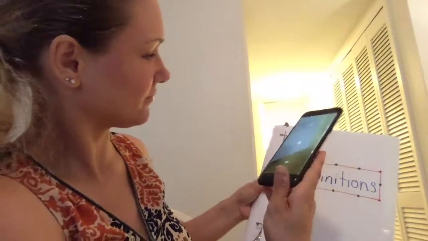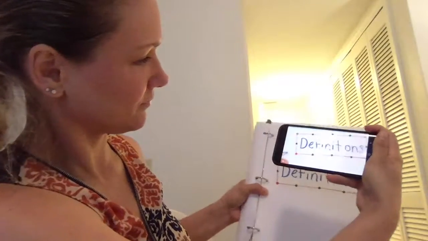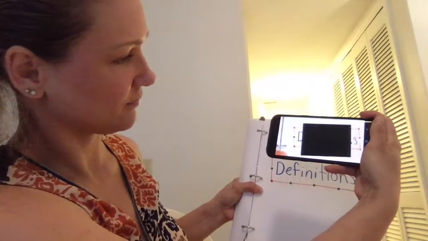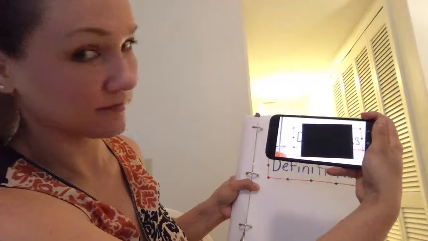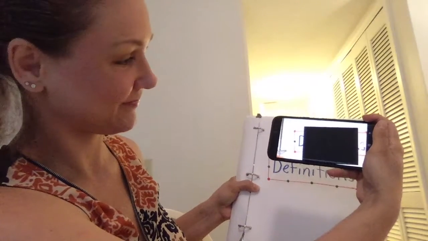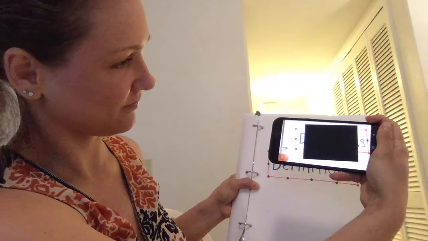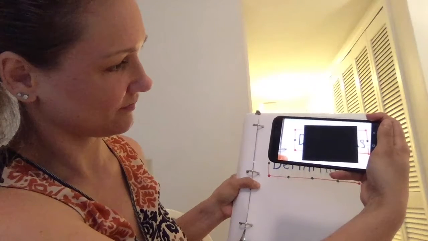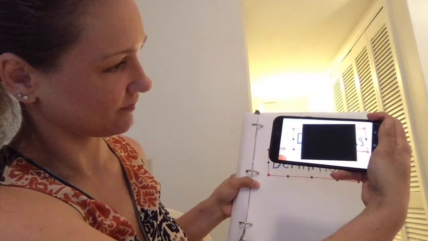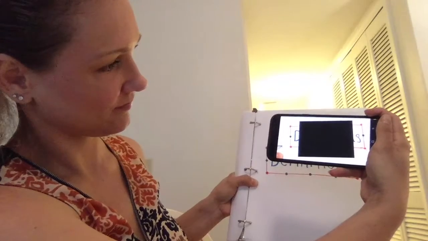All right. The next section of your notebook will be definitions. Make sure you hold your Aurasma app over every single definition, and make sure you're writing down the definitions as you go along so that you can go back and study them later.